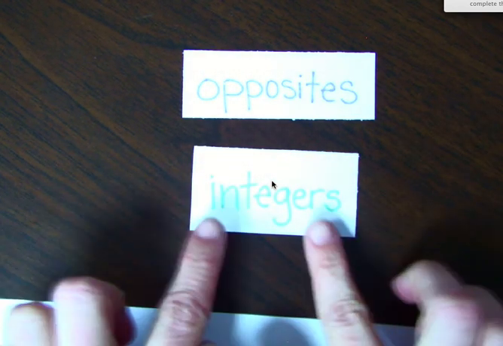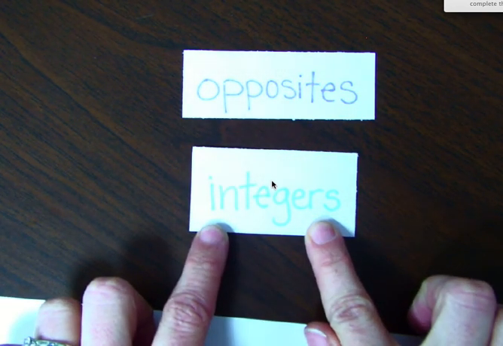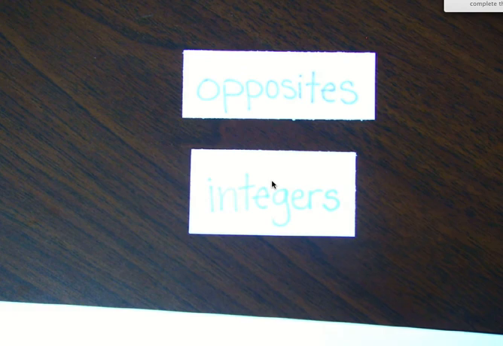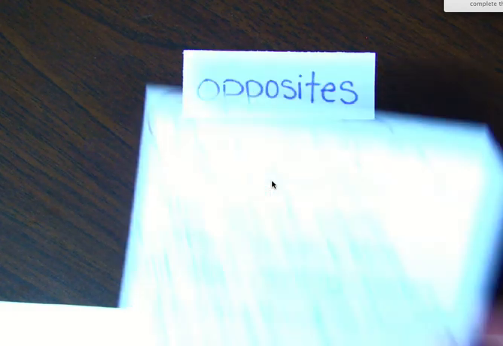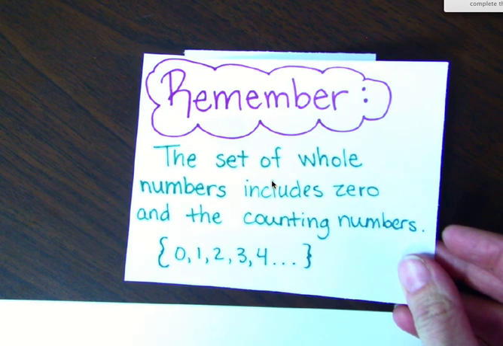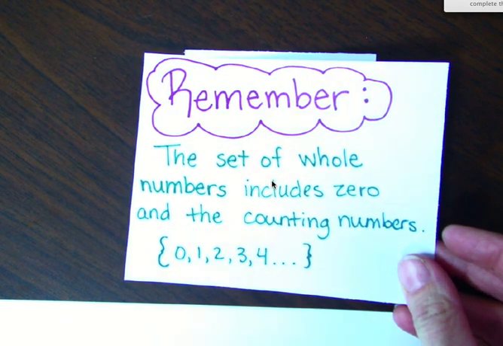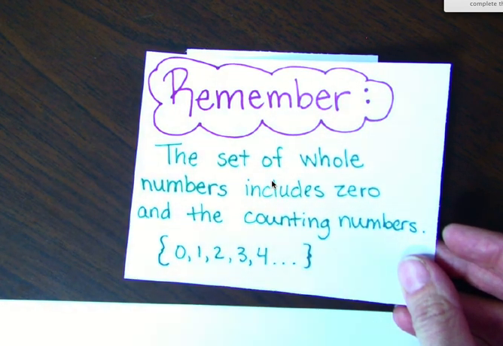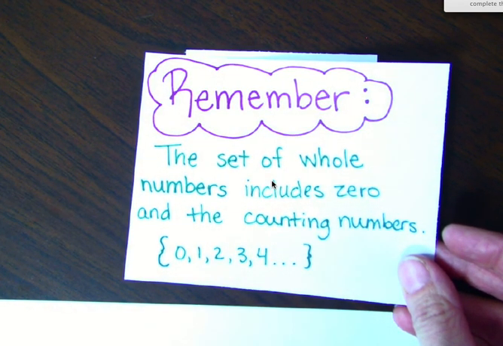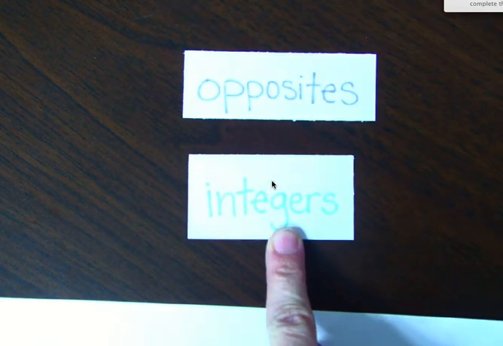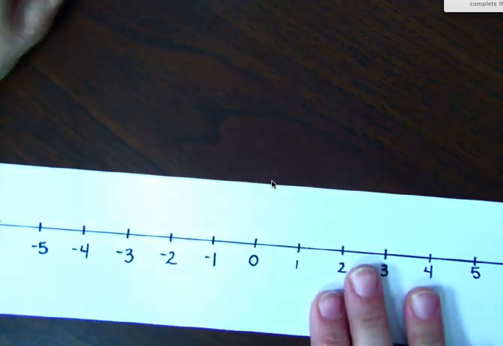This vocabulary word is integers. An integer is any whole number and its opposite. Any whole number and its opposite. Remember, whole numbers are the set of numbers including 0 and all the counting numbers, 1, 2, 3, 4, and so on. So 0 and all of those numbers, including their opposites. That would be integers. So let's find some opposites here.